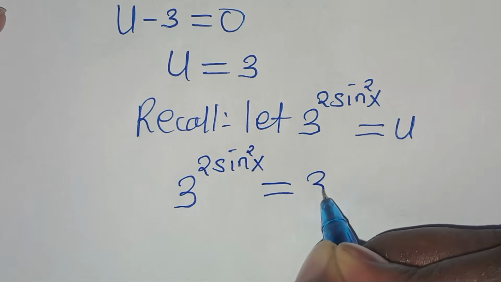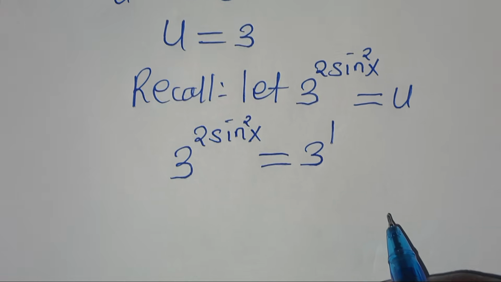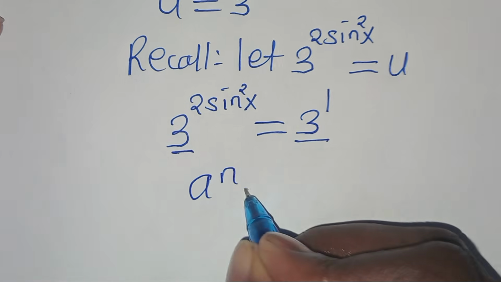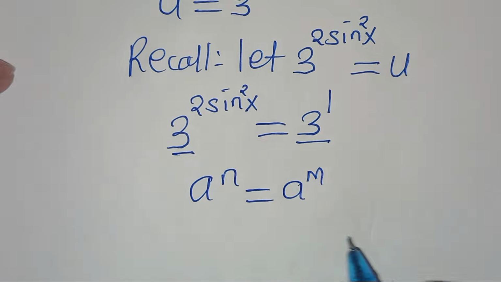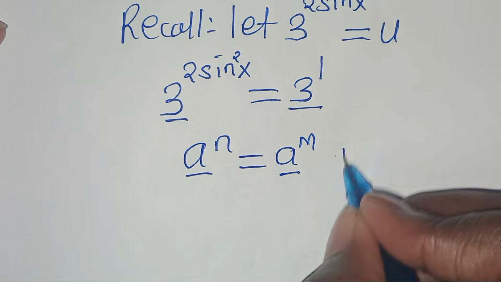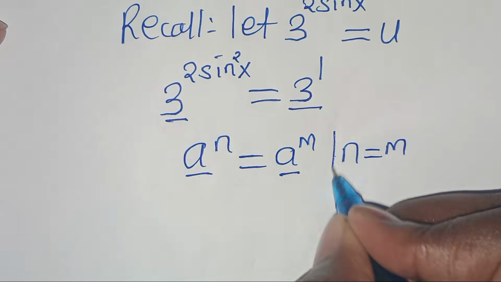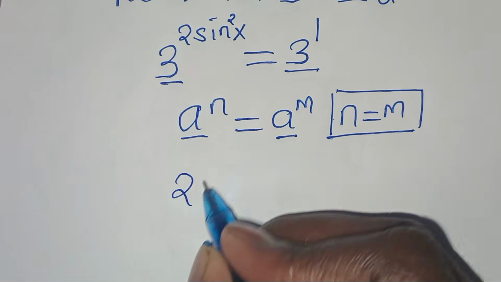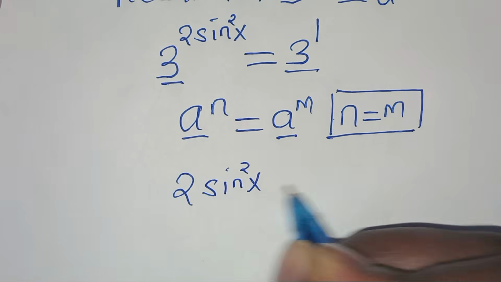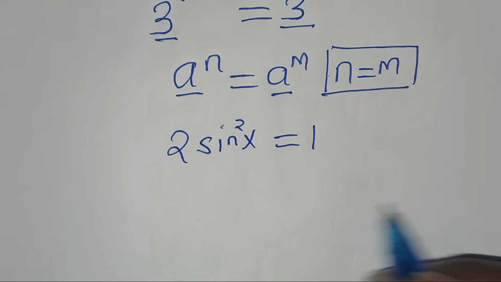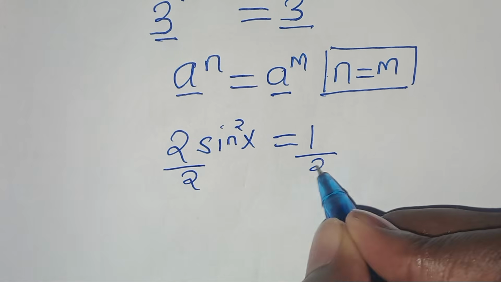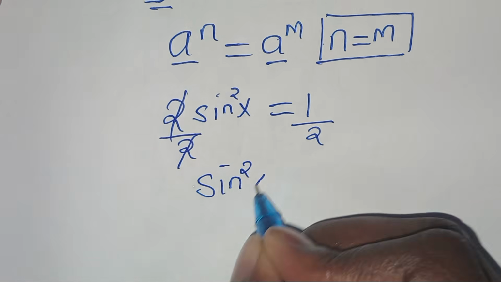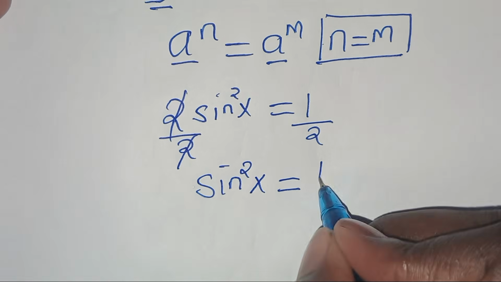This is equal to 3 raised to the power of 1. And since the bases are common, that is a to the power of n equal to a to the power of m, exponent n should be equal to m. Applying this property, we have 2 sine squared x equal to 1. So let's divide both sides by 2, and this implies that sine squared x is equal to half.